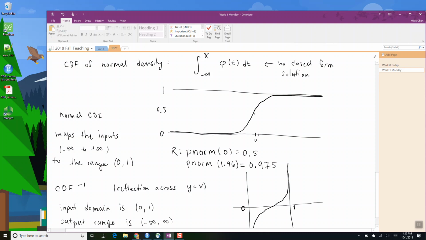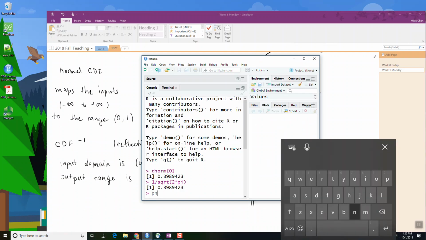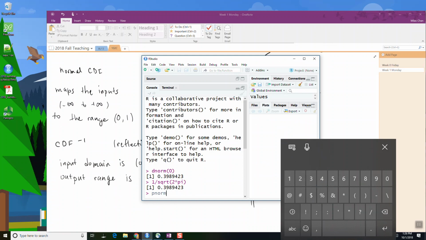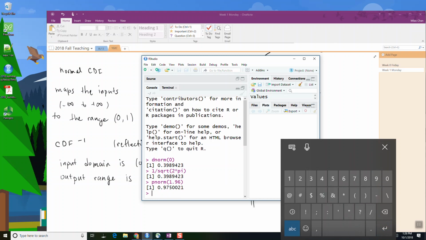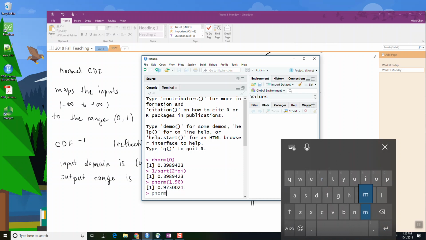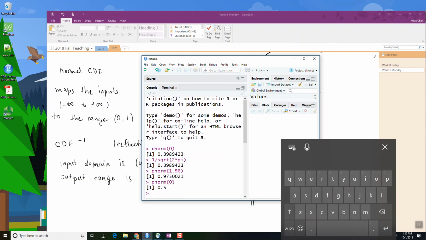0.975, right? Because when you go up to 1.96 and down to negative 1.96, you have 95% in the middle, okay? So indeed, if I type in pnorm of 1.96, I get 0.975 or something very close to it. pnorm of 0 gives me 0.5 exactly, all right?